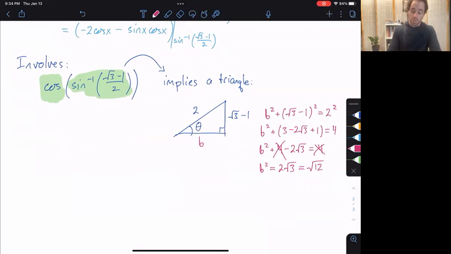Now comes the magic. B is going to be the square root of the square root of 12. Think of exponents. Square root is to the 1/2 power, right? Half power to the half power, that's 1/4 power. So this is really the 4th root of 12. That means B is 4th root of 12. And so cosine of that n thing is 4th root of 12 over 2.